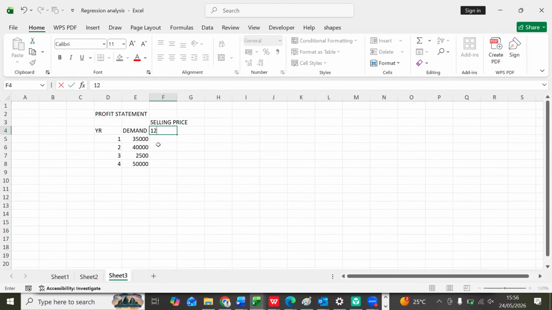You know why I'm writing this in a very, very bad way? I'm writing this in a very bad way because I know that this 12 is not coming at year 1. This 12 is coming at year 0. Mwalimu, how do you know that? I'll be able to tell you why I'm putting that 12 in a very awkward place.